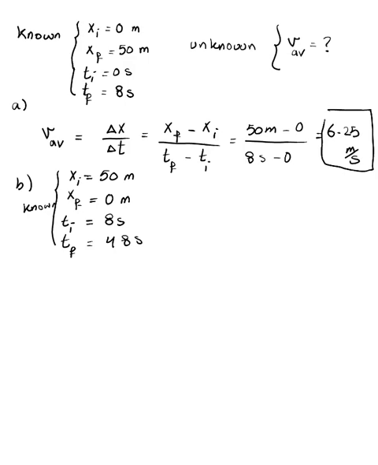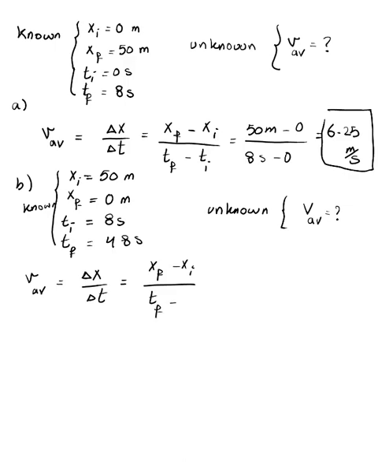All right, so it asks us for the average walking velocity. So again, my unknown is the V average. What I'm going to do is use the same equation, but with different X final and initial and different T final and initial. So it's going to be XF minus XI divided by TF minus TI. So it's going to be 0 meters minus 50 meters divided by 48 seconds minus 8 seconds.